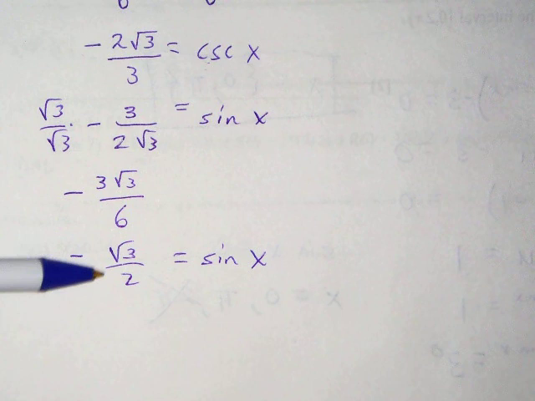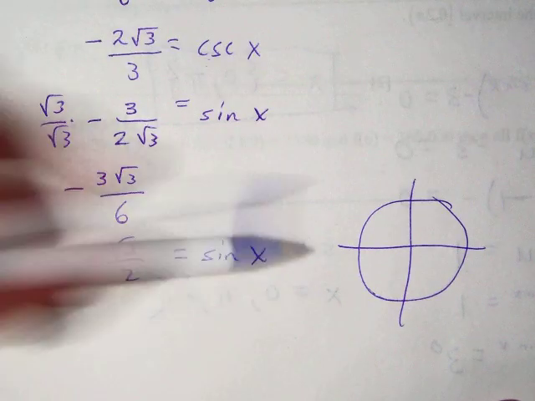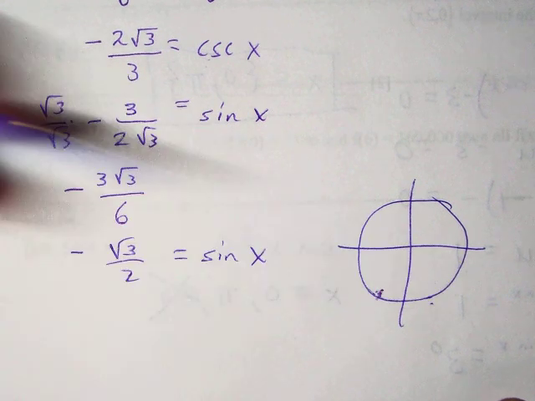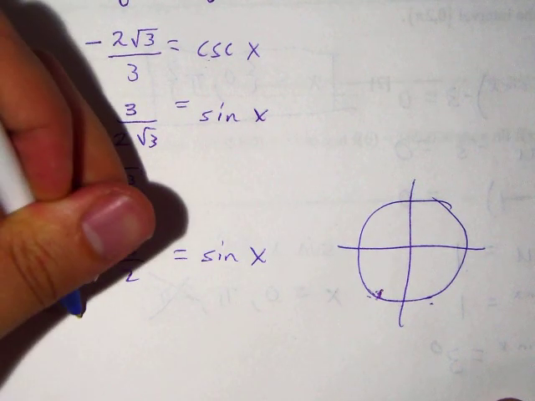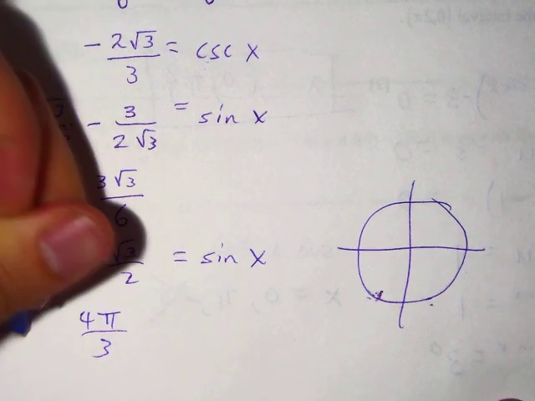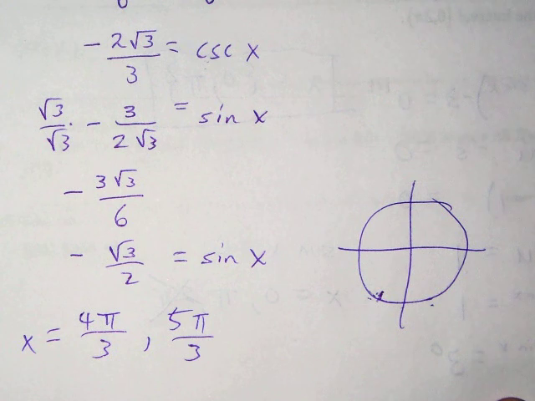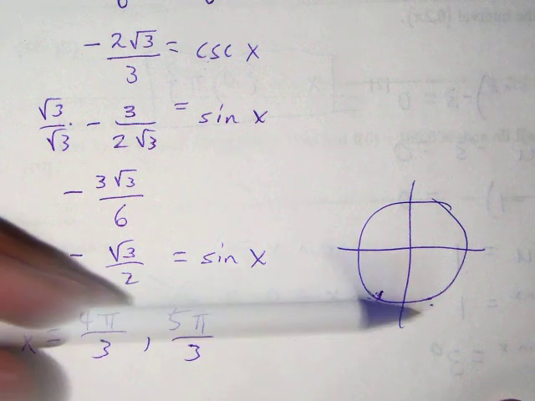But again, you need to think, when is the y value negative square root of 3 over 2? I'm going around my circle here, and it's going to be negative square root of 3 over 2. So it's going to be right here and right here. That's going to be 240 and 300 degrees, which is 4 pi over 3 and 5 pi over 3. Again, you have to be familiar with that. I'm looking at the y value, so it's going to be about right there.